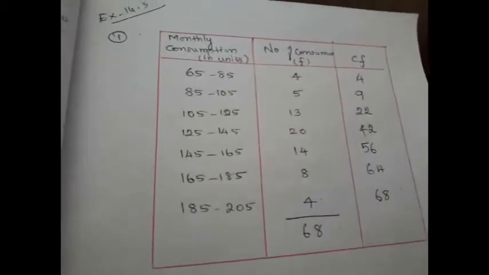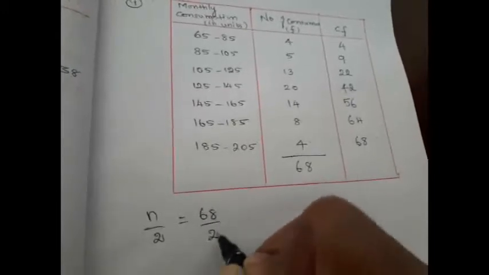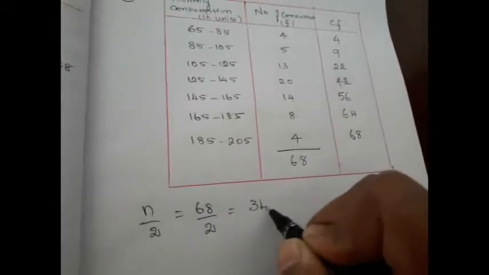Now, the first step is that we have to find our n by 2. What is your n by 2? 68 divided by 2, which is going to be 34.